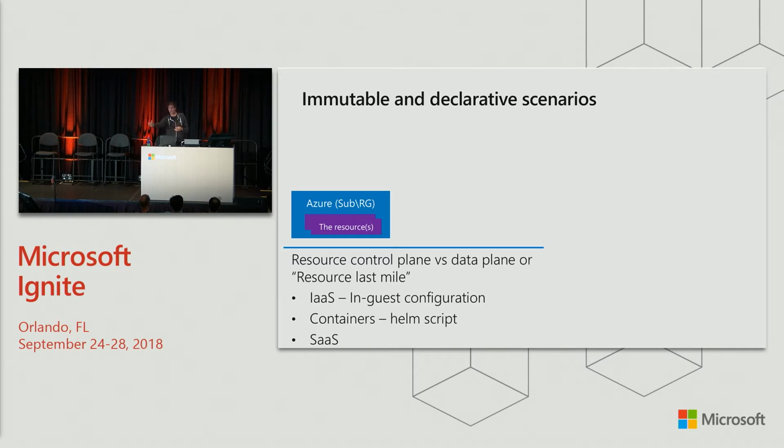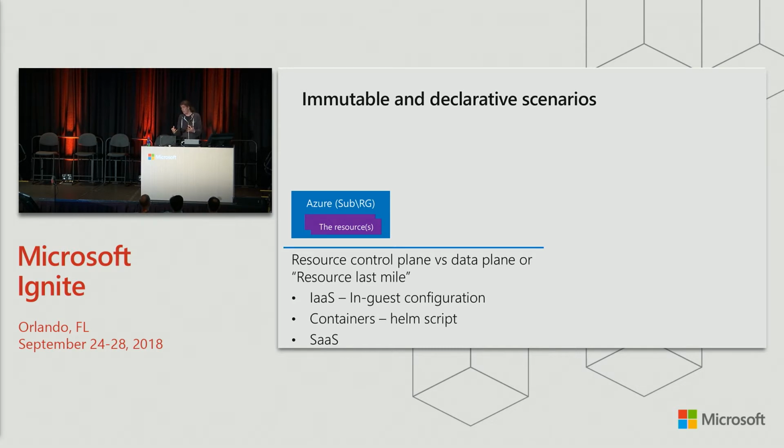Is it going to be a custom script extension? Is it going to be a DSC extension? What's going to do that in-guest configuration? If an ARM template is deploying the virtual machine, maybe you could use a custom script or a DSC extension as part of the template to deploy those things in-guest. Or will you leverage another approach for in-guest because you're already using Puppet and Chef? What's that resource's last mile?